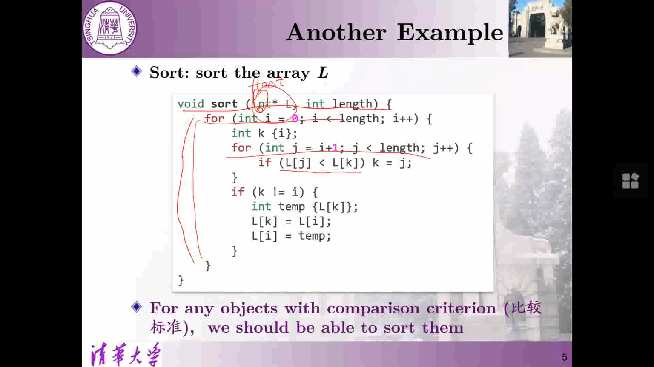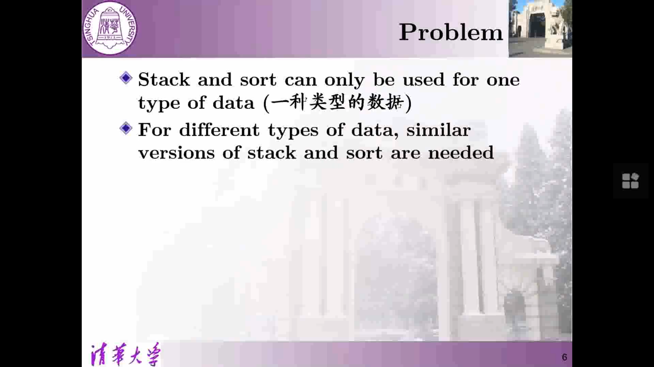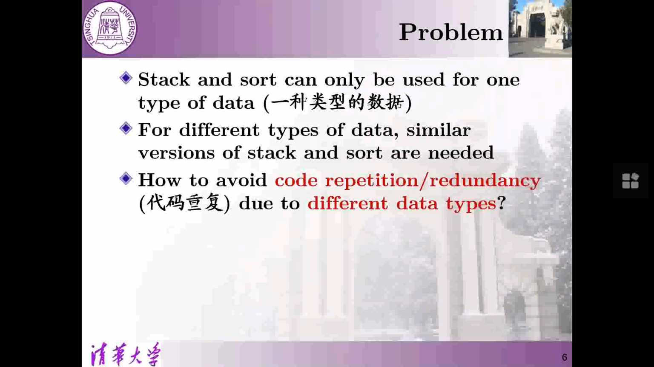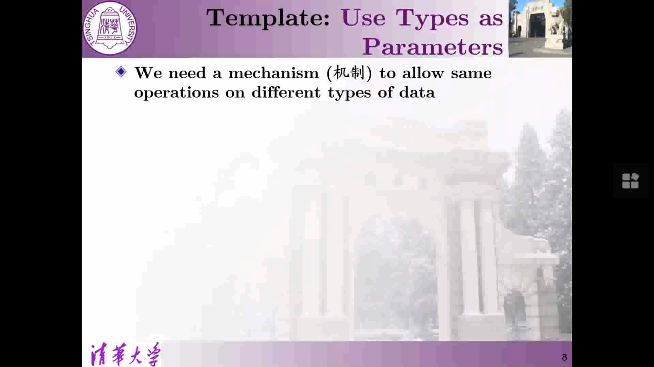So we may think of ways. Is there a way to avoid this kind of redundancy? The problem is that stack and sort can only be used for one type of data. For different types of data, similar versions of stack and sort are needed. So there is a lot of code repetition and redundancy. How to avoid this? C++ provides us with templates. The template is to avoid this kind of redundancy.